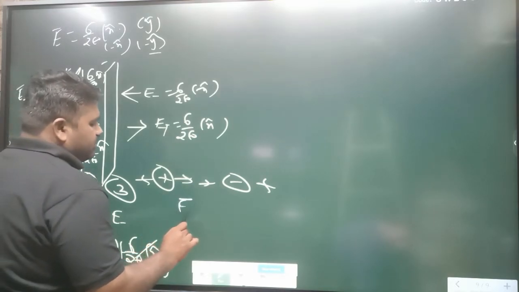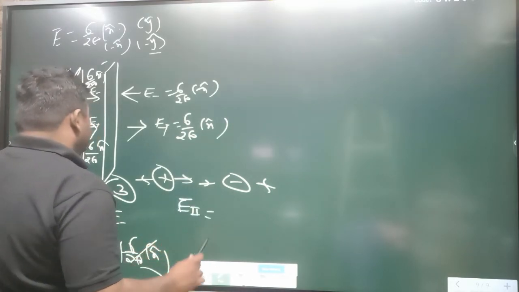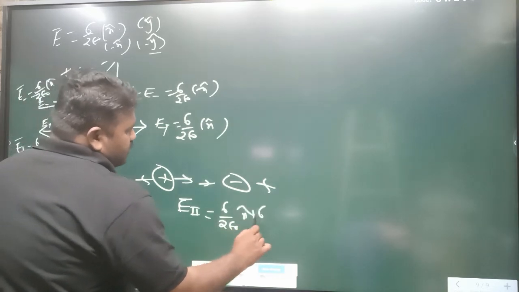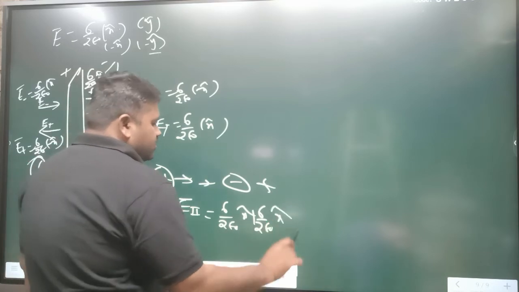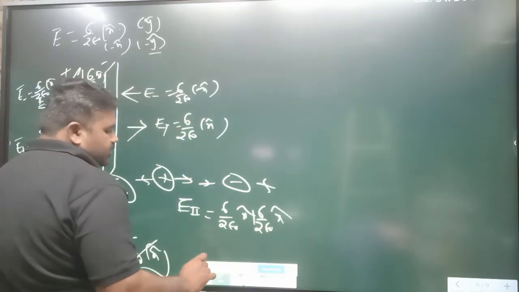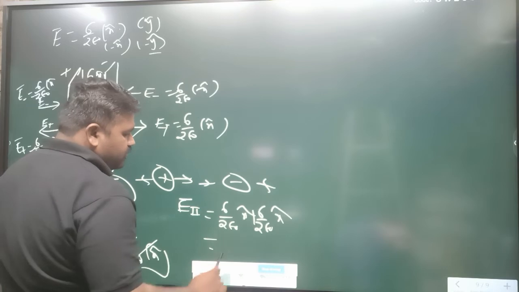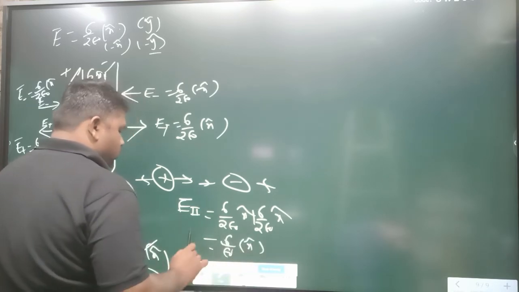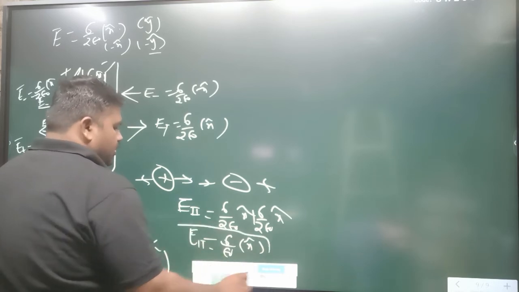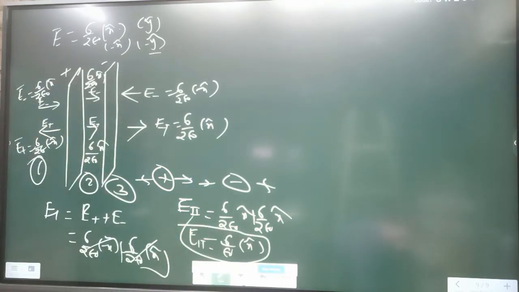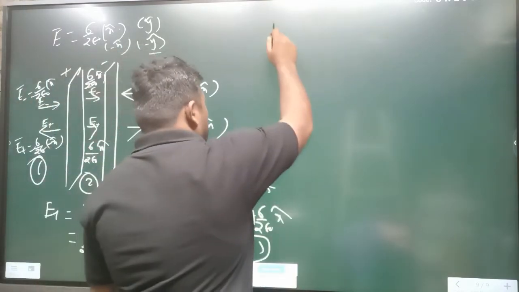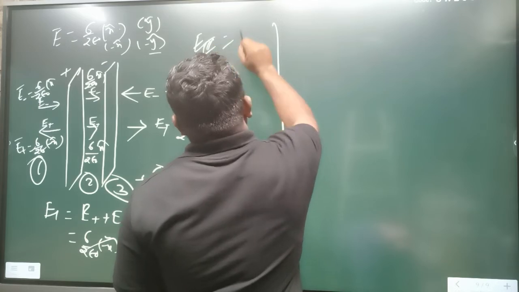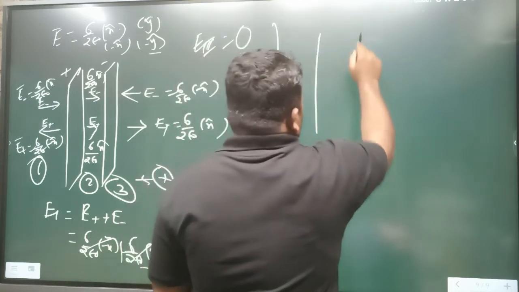Electric field in the second region: sigma upon 2 epsilon naught plus X cap plus sigma upon 2 epsilon naught plus X cap. This is equal to how much? Sigma upon 2 epsilon naught times 1 by 2 plus 1 by 2, that is 1, so sigma upon epsilon naught. Electric field in the second region is non-zero. And electric field in the third region is zero. Third region is 0. Okay.